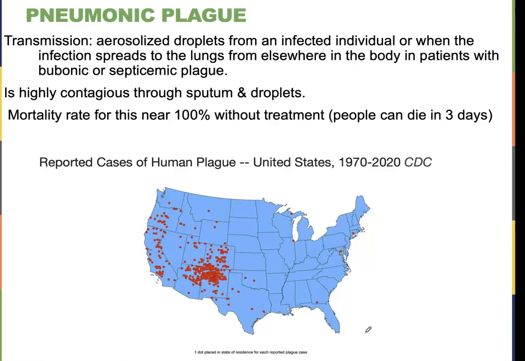Pneumonic plague is going to be from infected individuals, right? So you're going to breathe their aerosol droplets, and then the bacteria can get into the other person's lung. It's very, very contagious, and mortality rate is near 100% without treatment. You can die very, very swiftly.